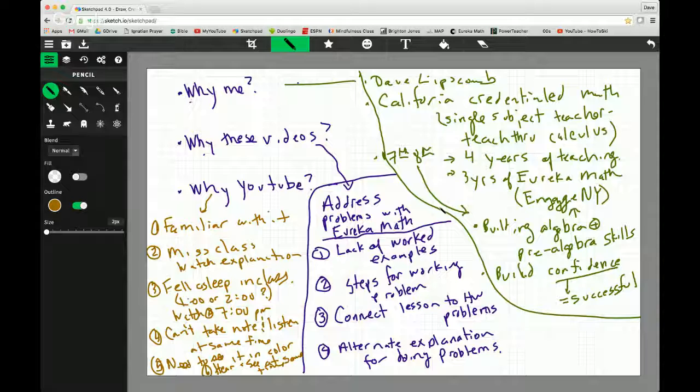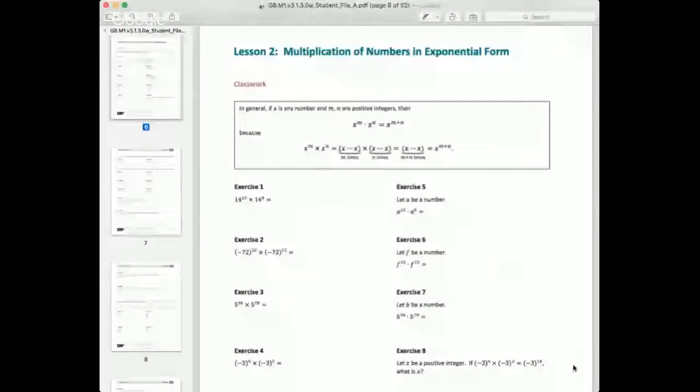So let me go back and let's see if we can just look at some of these problems. We're going to switch over to a different screen. And this screen is the screen that is the lesson. So these are the pages from Engage New York.